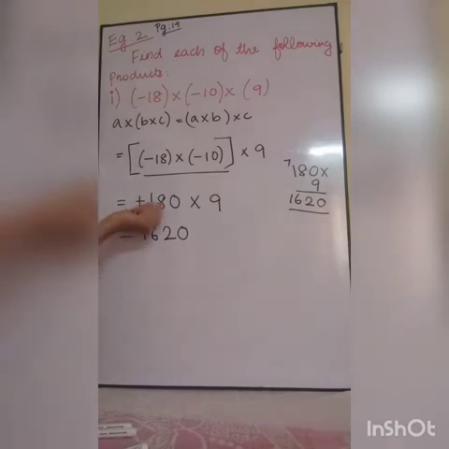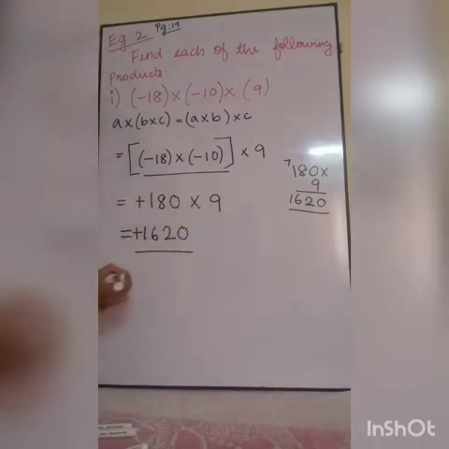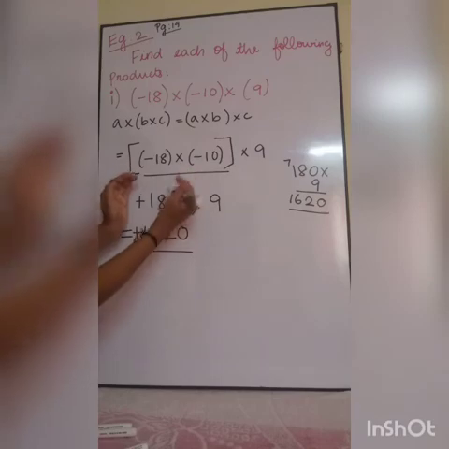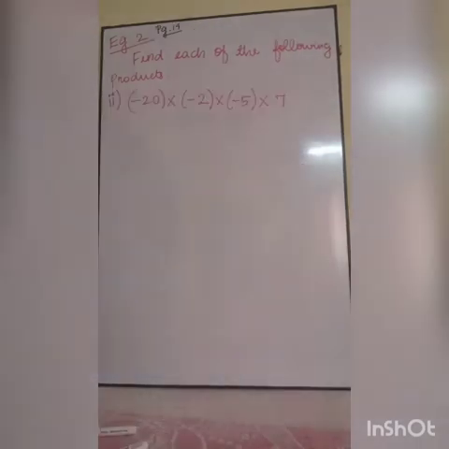Here plus is given. If nothing is written, what is the value? Plus. Plus into plus is plus. So my answer is 1620. If 3 numbers are there, you combine 2 and find the answer, then with that answer you find the third one. Understood? This is your first question. In the same example, I am going to teach you the second question.